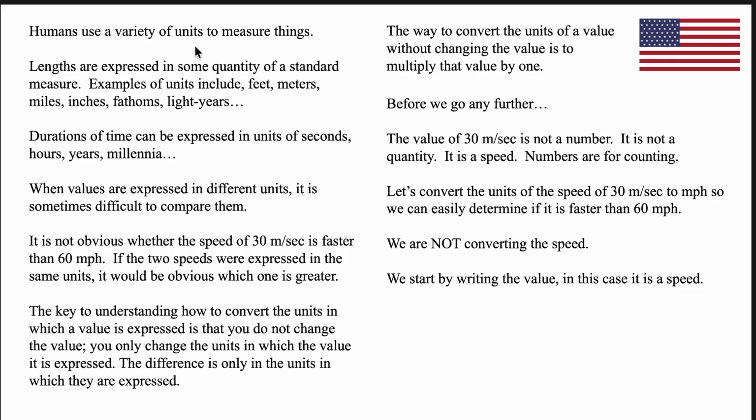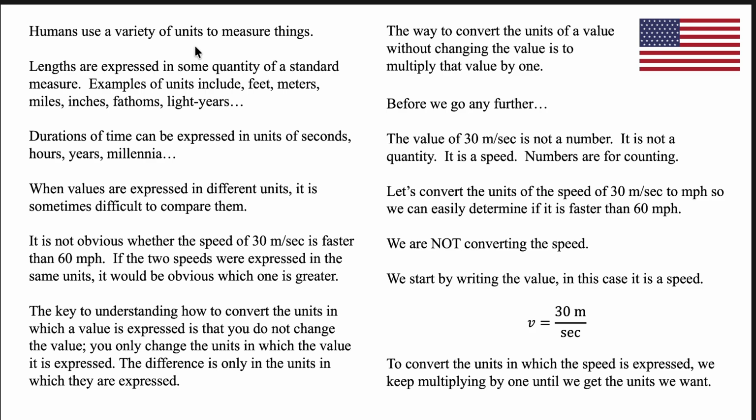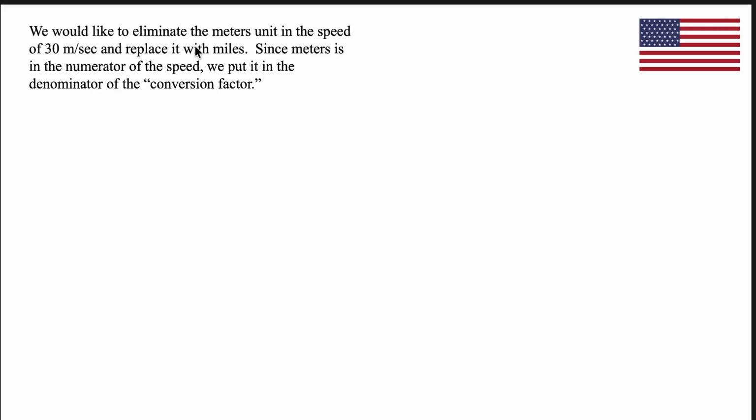So we're going to start by writing the value. There it is, 30 meters per second. That's the speed. We're going to convert the units in which the speed is expressed. We're going to multiply it by 1 until we get miles per hour. That's the goal. So we're going to eliminate meters in the 30 meters per second speed. In 30 meters per second, the meter's in the top. It's in the numerator. So we put it in the bottom of our conversion factor like this.